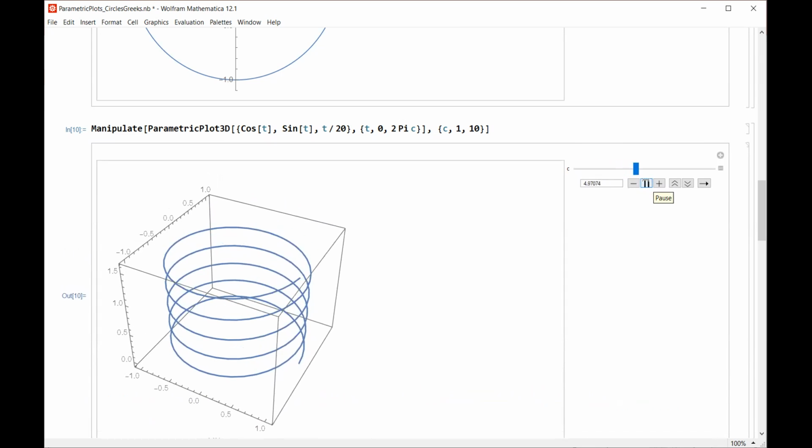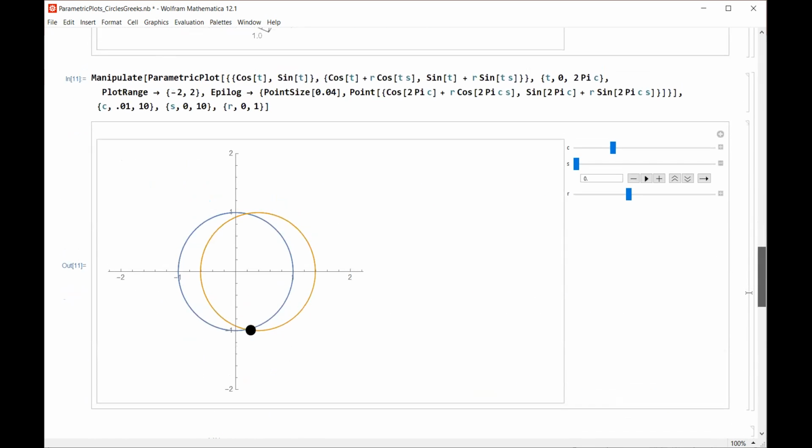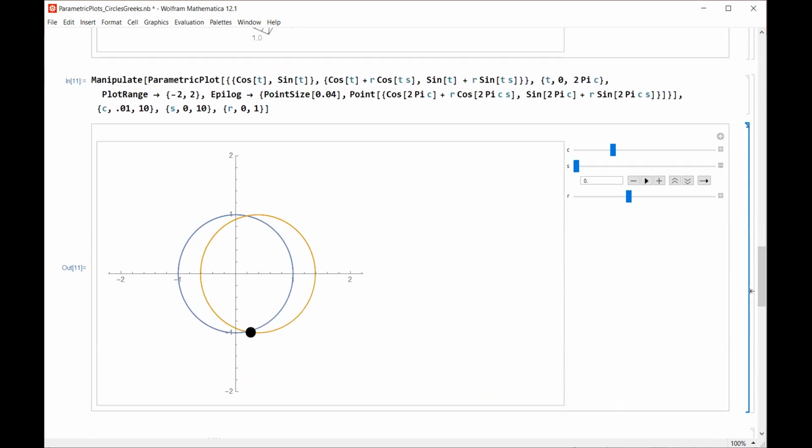Okay. Let's try to do some more interesting shapes now. And so here, the blue curve is fixed. I'm always going to plot a circle of radius 1 centered at the origin. So that's my cosine t, sine of t. The next I have is cosine t plus r cosine ts, sine t plus r sine ts. So if s is fixed to be 1, there's no change.